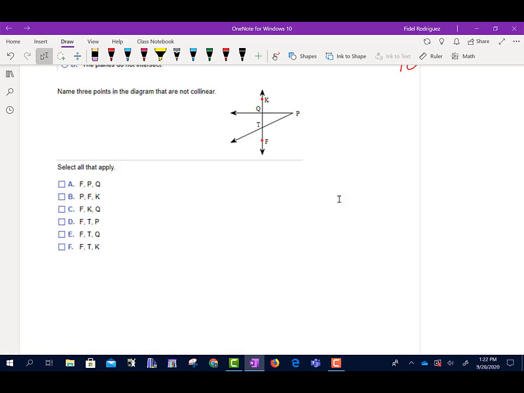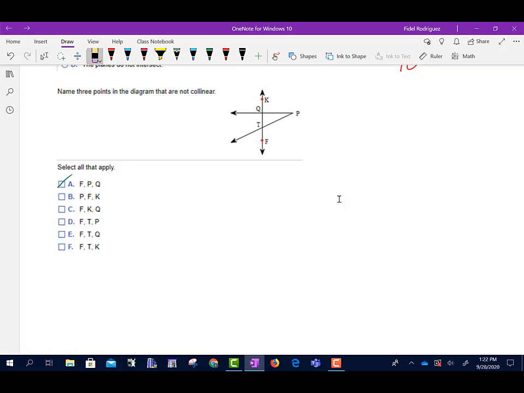All right. So the next problem I have here says, name 3 points in the diagram that are not collinear. Okay, so we're going to look for 3 points that are not collinear. Let's just look at our options. F, P, and Q. Yep, those are not collinear. Okay, so we got one.